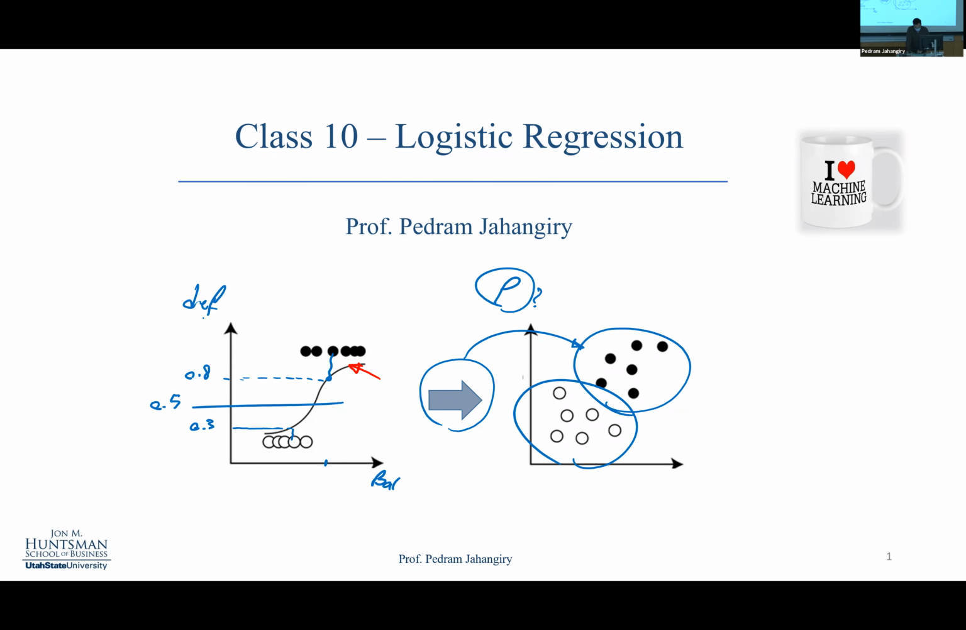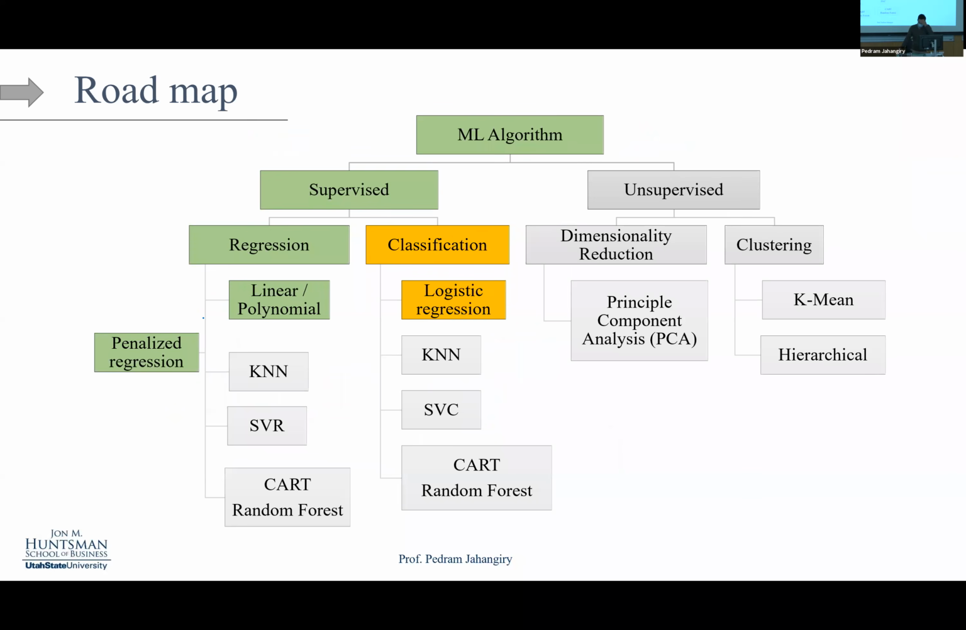All right, so in terms of roadmap, where we are in the supervised part: we covered a couple of models in regression. We talked about the linear regression model, polynomial models, and then penalized regression models, ridge and lasso. Now we're going to cover classification models. The first and most intuitive classification model that we use is called logistic regression.